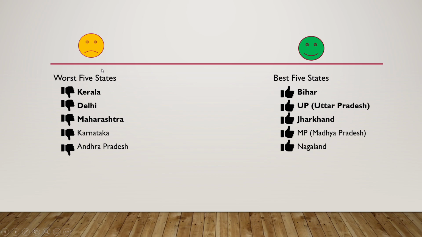So this is the final list based on the study. The best 5 states who have handled the COVID-19 challenge are Bihar, UP, Jharkhand, Madhya Pradesh and Nagaland. While the worst 5 are Kerala, Delhi, Maharashtra, Karnataka and Andhra Pradesh in increasing order.